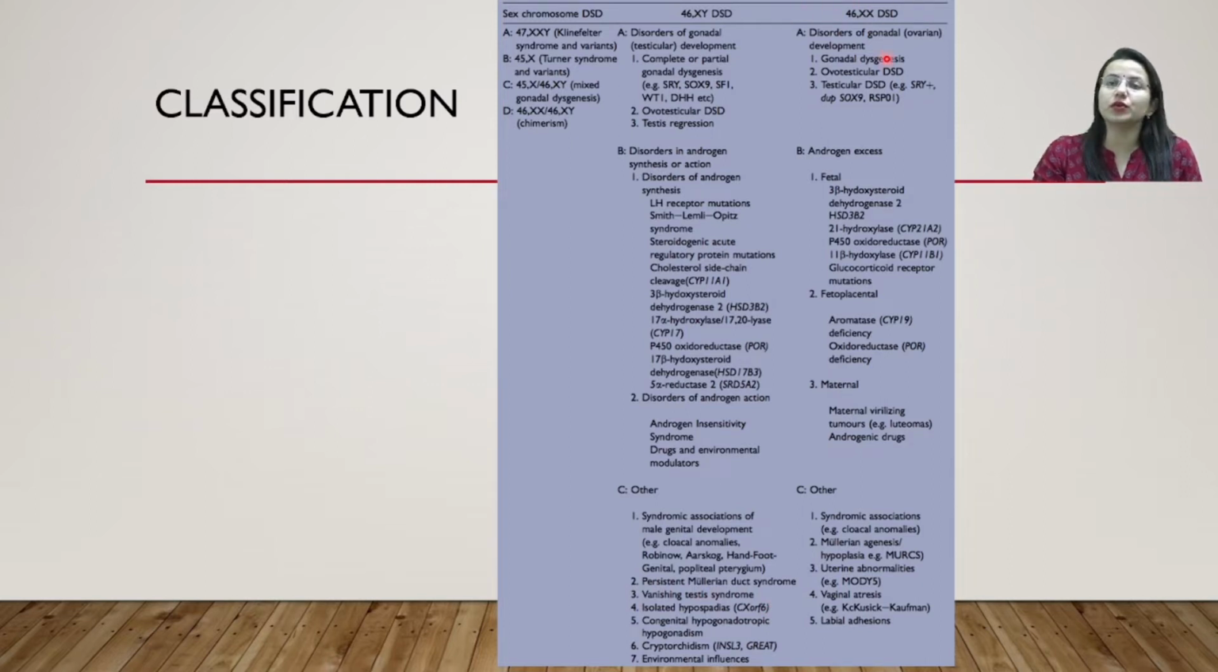Then 46XX DSD. Again, this could be due to a disorder in ovarian development, like gonadal dysgenesis, ovotesticular DSD, or testicular DSD. Then it could be due to hormonal action, like androgen excess at the fetal level, where a common cause is congenital adrenal hyperplasia. Then there could be feto-placental causes, due to aromatase deficiency. Then there could be various maternal causes, like virilizing tumors or androgenic drug intake by the mother.